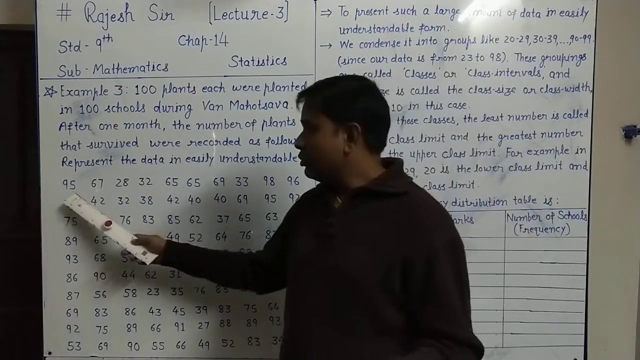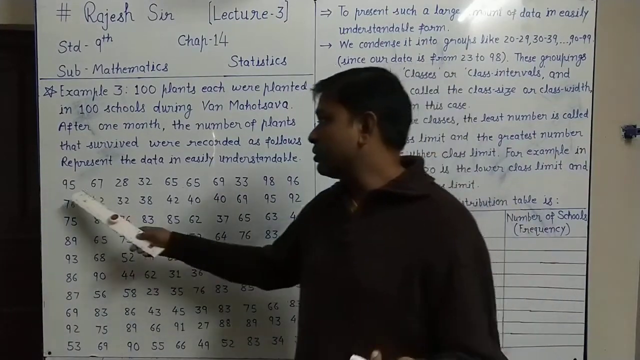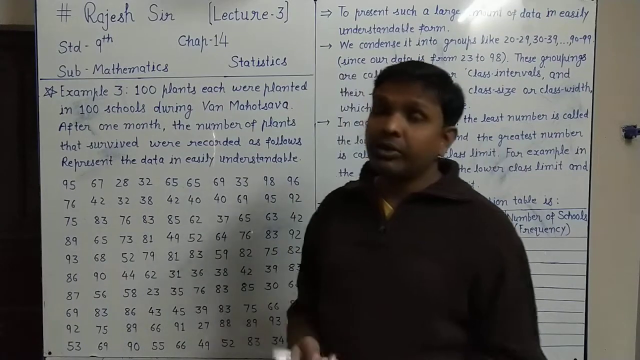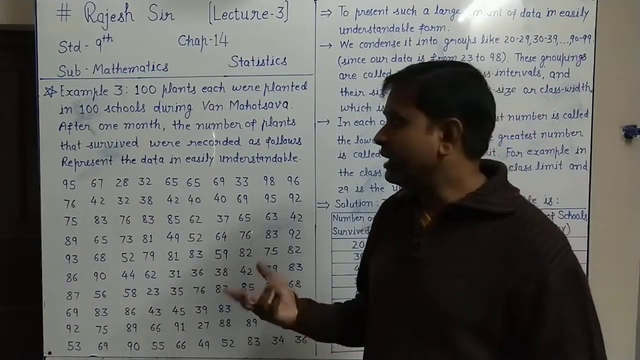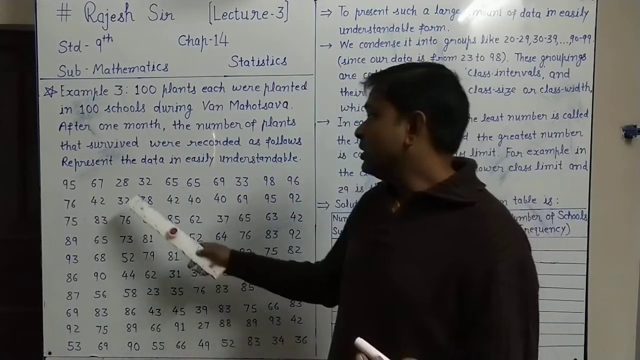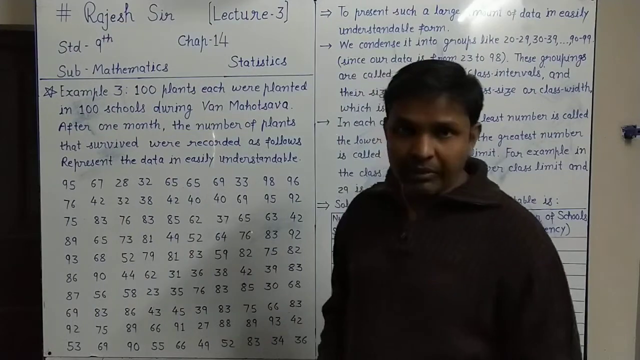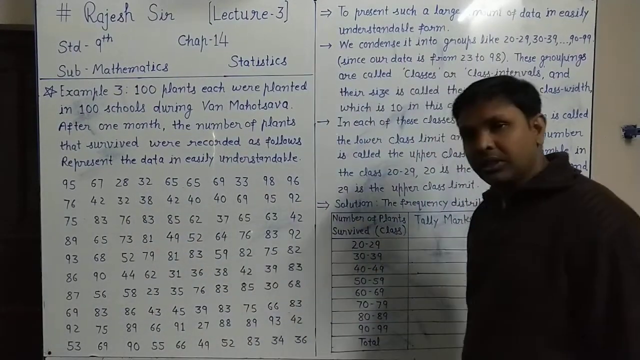Like in the first school, 100 plants were planted, in all the schools 100 plants were planted. So in the first school 95 plants survived and 5 plants did not survive. That way you understand. In the second school 67 plants survived. In the third school 28 plants survived. In the fourth school 32 plants survived. That way we have the data here.